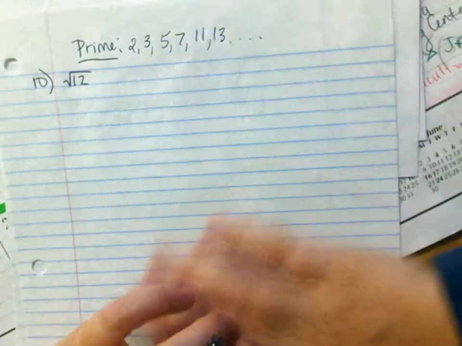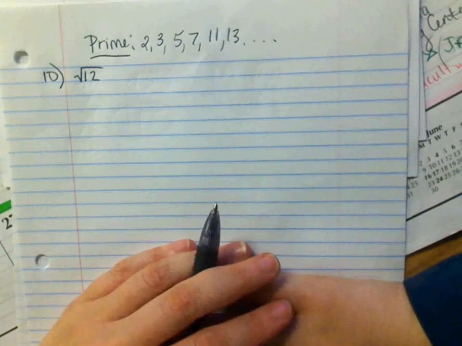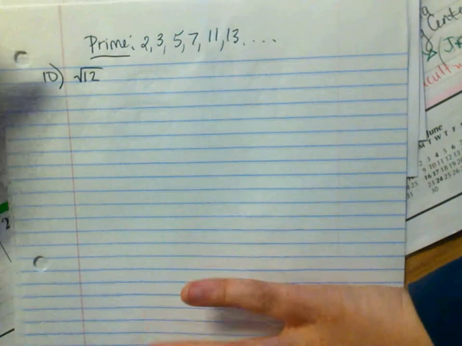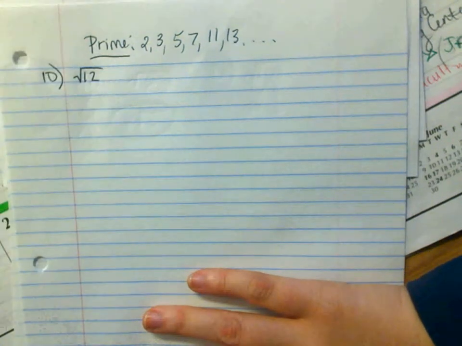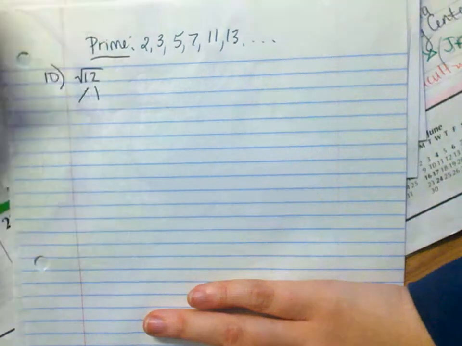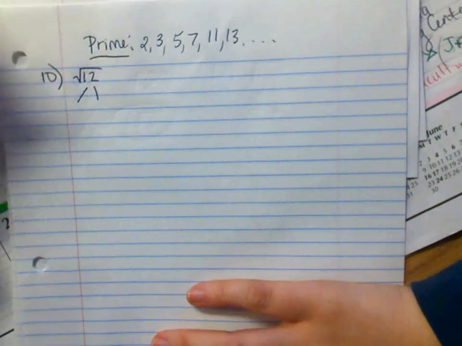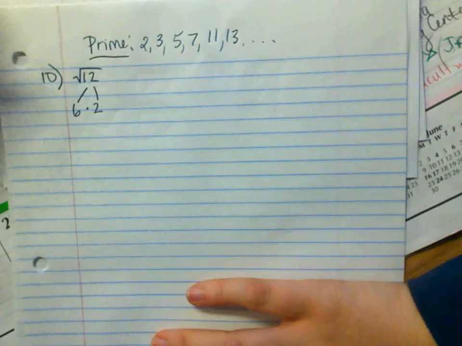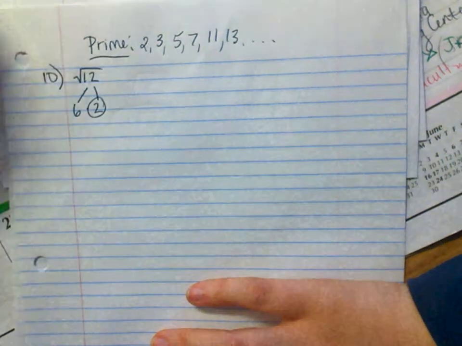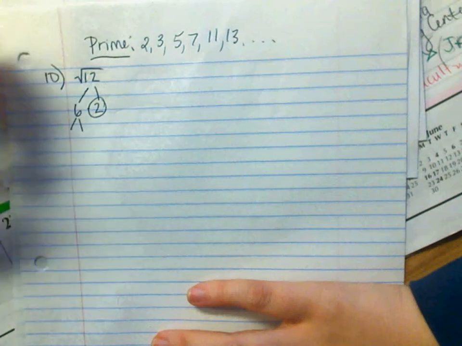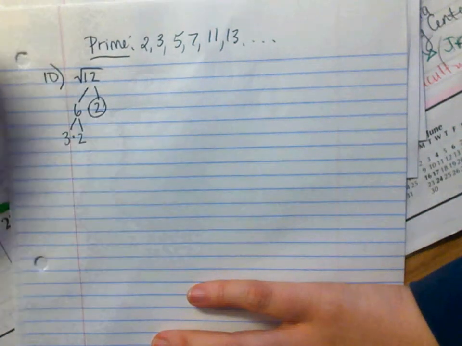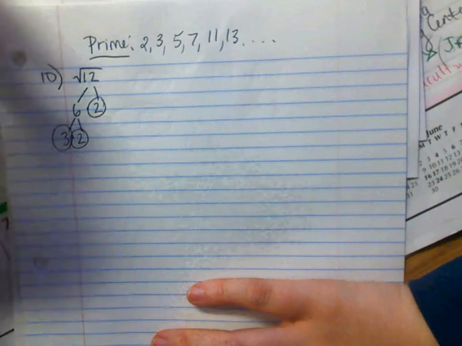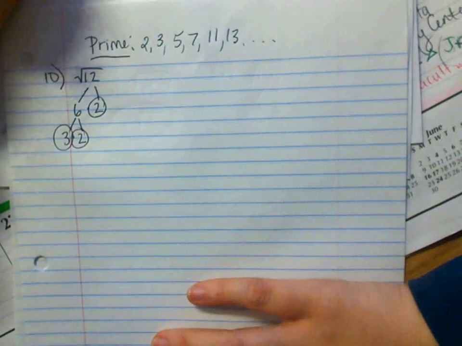Okay. Starting with number 10, the square root of 12. This is not a perfect square, so we are just simplifying, okay? We are making a factor tree and we are simplifying. So we need to say two numbers that multiply to give me 12. I'm going to use 6 times 2. Anything that's prime, you need to circle. So 2 is prime. 6 is not prime. You can still do 3 times 2. Circle, circle. Those are both prime. So that's step 1, is to make a factor tree.